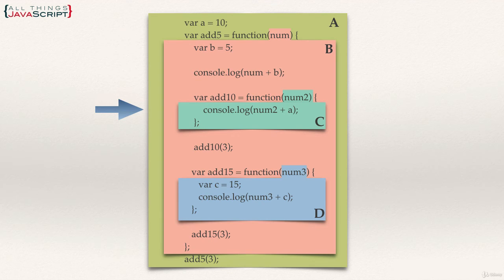It looks for the variable A within scope B. It cannot find it, so it goes further up the scope chain. It goes to the next most outer scope, which is scope A. And scope A happens to be the global scope. So the scope chain stops at the global scope.